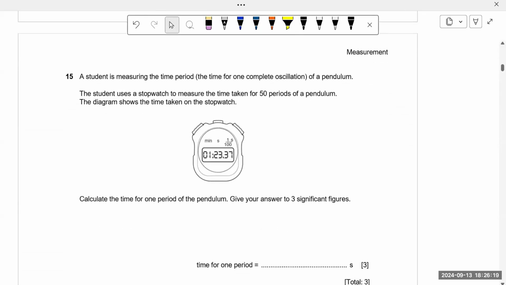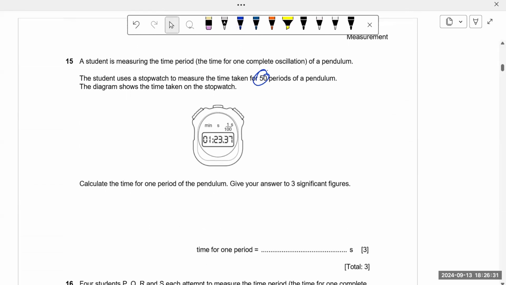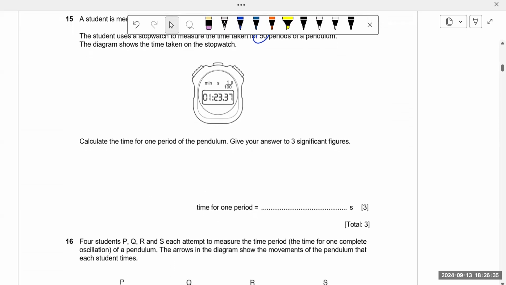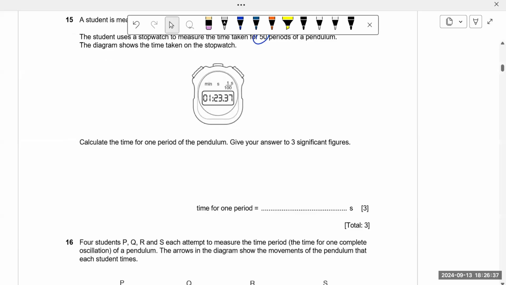A student is measuring the time for one complete oscillation of a pendulum. The student uses a stopwatch to measure the time taken for 50 periods of the pendulum. The diagram shows the time taken on the stopwatch. Calculate the time for one period of the pendulum. Give your answer to 3 significant figures.